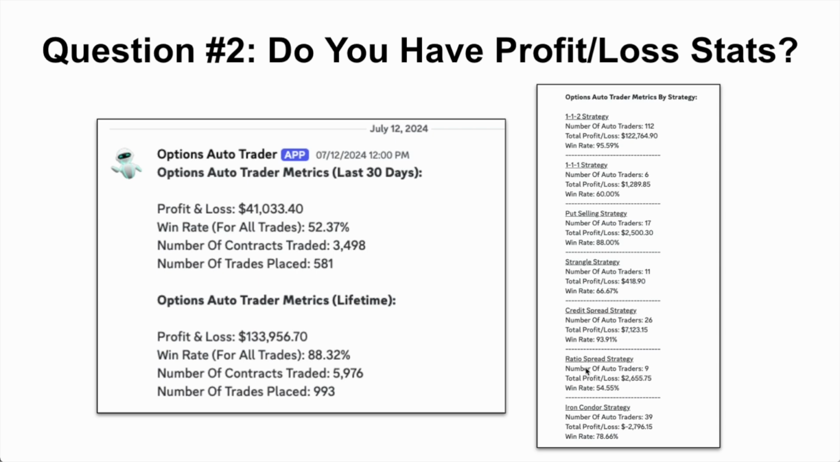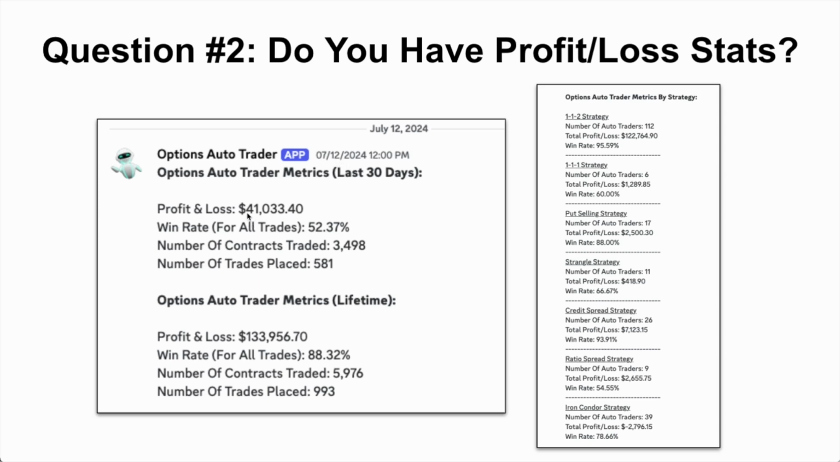Now, if you'll do the 112 strategy like I recommend, you might get to around a 2 to maybe even 5% return a month, depending on the month. But for those asking for stats, I will give you our general stats from everyone, regardless of the options auto trader strategy they use. So again, in the last 30 days, this was from last Friday.